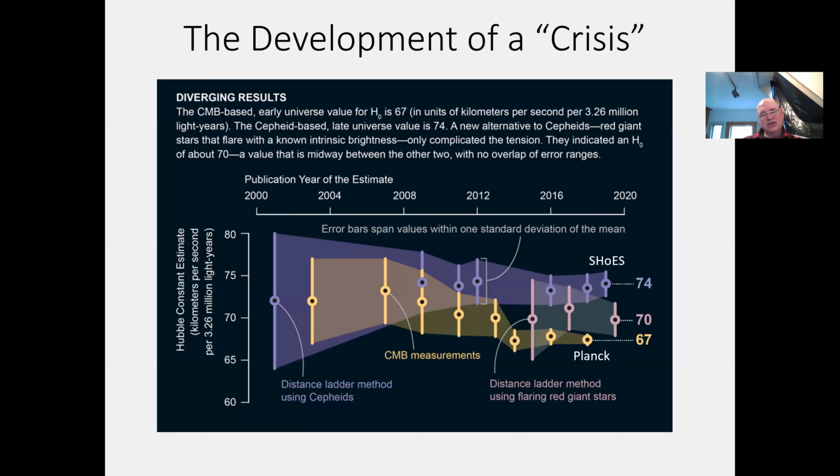And you can see the situation right there. You can look at the last purple, the last pink, and the last yellow. Not only are the values different, but none of the error bands touch. You have a set of teams in the purple, you have a set of teams in the yellow, and you've got Wendy Friedman, who is a giant in the field, in the middle, and none of them, their professional opinion is the other two teams must be wrong because their error bands don't match.